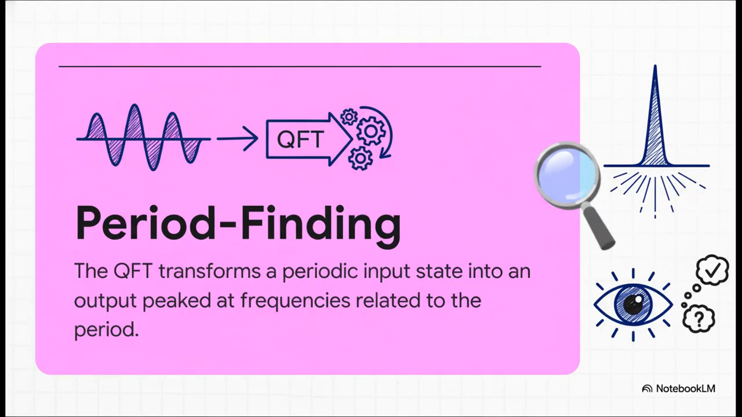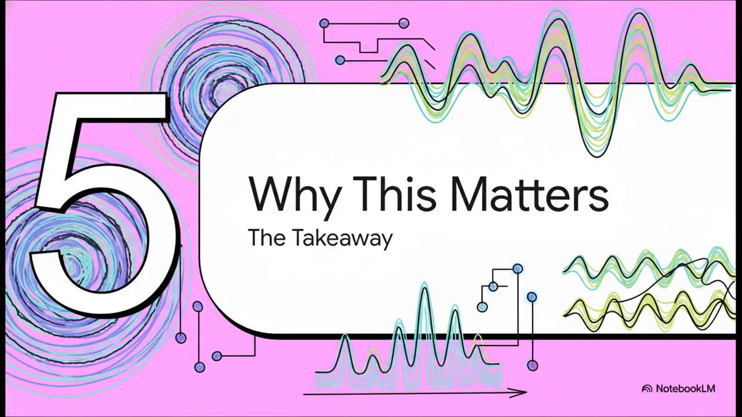And this is what's happening under the hood. You start with this quantum state that has a periodic pattern hidden in its amplitudes. The QFT transforms it. Now, the new state isn't periodic anymore. Instead, almost all of its probability gets concentrated, or peaked, at frequencies that are directly related to that original hidden period. So when you measure the state, you have a super high chance of getting the exact piece of information you need.